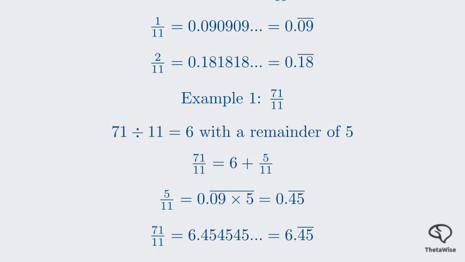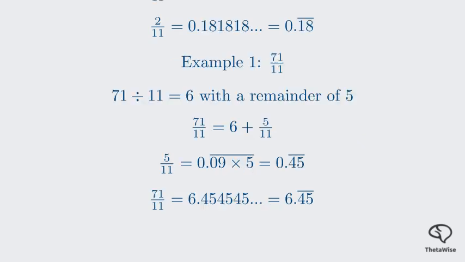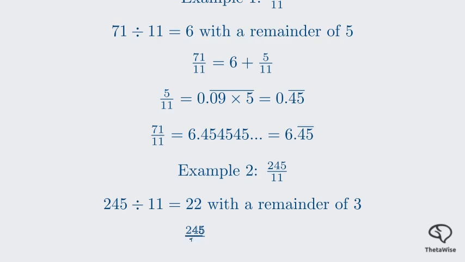Let's try another one. 245 divided by 11. Long division gives us 22 with a remainder of 3, so we have 22 and 3/11ths. Now for 3/11ths. We multiply 0.09 by 3.